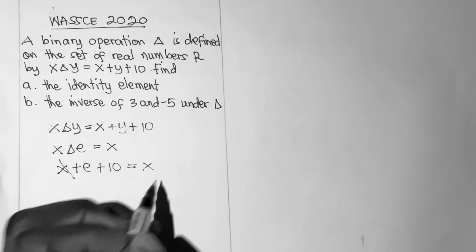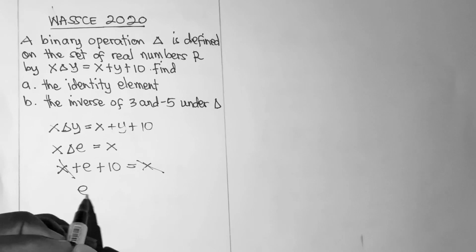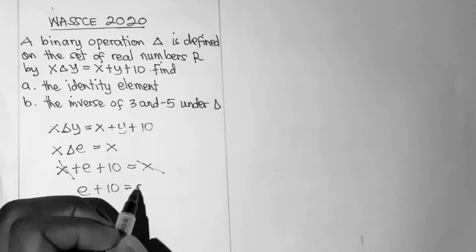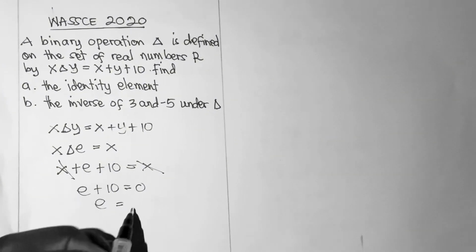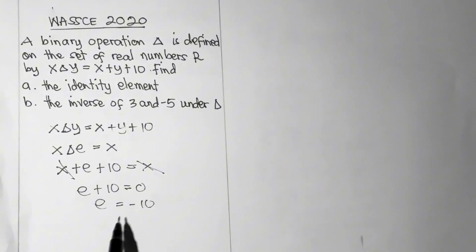So you see that this x and this x will cancel out. So e plus 10 is equal to 0. So e is equal to minus 10. What this means is that the identity element is minus 10. So having gotten the identity element, we can find the inverse of x, which is x inverse.